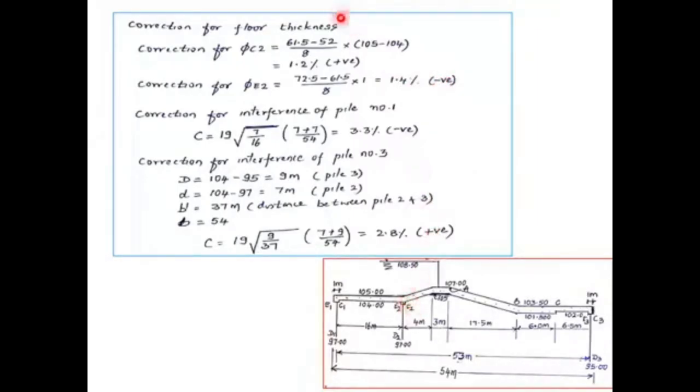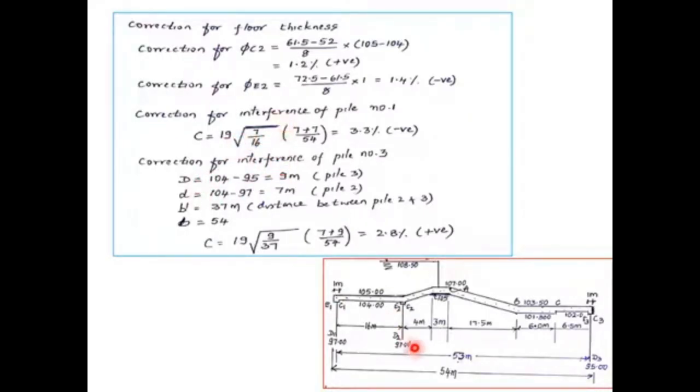For C2 we have to apply positive corrections. So you have to see correctly the corrections to be applied, and also the interference of pile 1 has to be taken. The interference of pile 1 is only on E2, it's not on C2, whereas the interference of pile 3 is there on C2. So you have to be very careful. When we apply the correction for E2, there is interference from this pile.